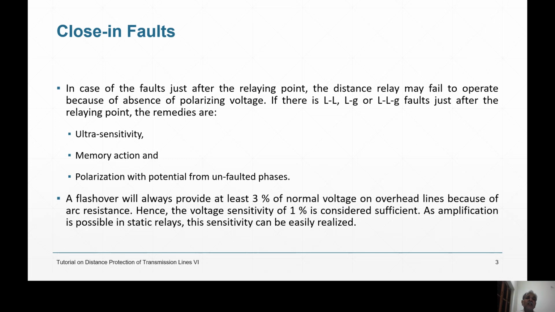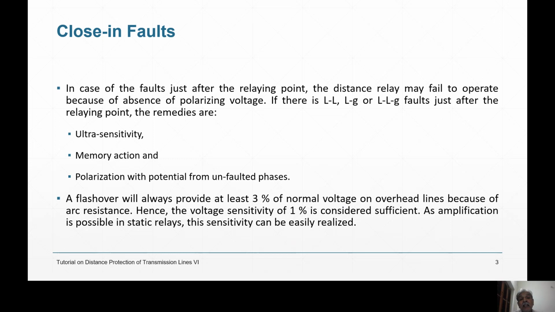The remedies are ultra sensitivity. With the advent of static relays, if the voltage is less, it could not operate the relay. Then you amplify the voltage twice, thrice, and make the relay operate. So what is the meaning of voltage? Voltage is IZ, and Z is proportional to line length. So close-in fault has something to do with line length.